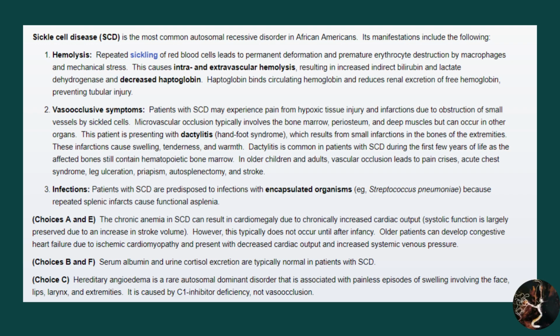Albumin and urine cortisol levels are completely out of the box. You need not annotate these points. And then hereditary angioedema, it's a completely different topic from sickle cell disease. And if you don't know something about it, you can write it there. But this point, if you have read your First Aid well, is also a pretty much obvious point and need not be annotated.